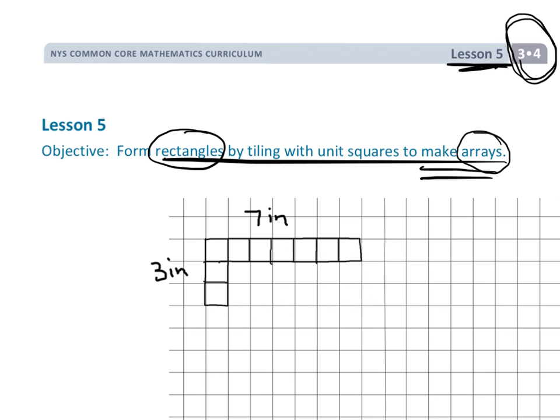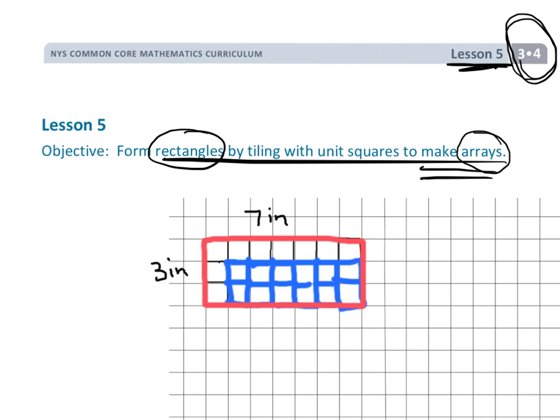So the students would then know that they need to fill in the rest of the grid, all right? So they're going to fill it in, so that now they can see that we have a 3 by 7 array. And that's essentially what the students are going to be working on in this, is having a picture in their mind of the completed array, even when they're only given a portion of that array.